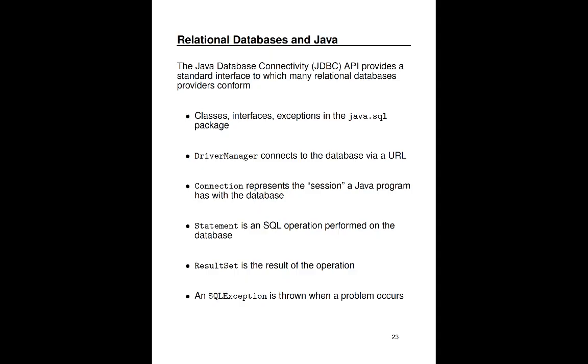That DriverManager returns a Connection object, which represents the session that the client program, the Java program, has with the database. And when a program has a connection to the database, it can execute Statements that represent SQL statements, right? The select and the update, those kinds of things that we learned about. When you execute a statement, you get an object called a ResultSet, which tells you the result of the operation. Was it successful? What data did it return? Things like that. And if there's a problem that occurs while working with the database, an SQLException is thrown.